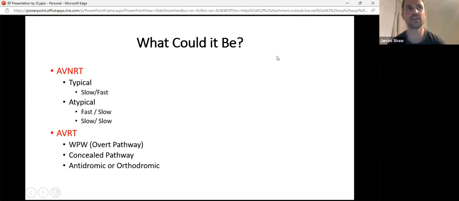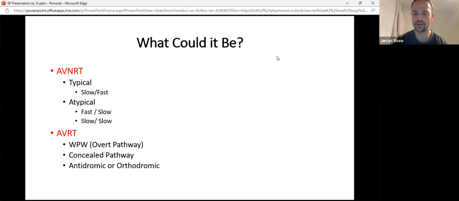Yeah, I think the take-home message is that the maneuvers that I spoke about tonight are really for the patients who present to your cath lab with a typical kind of history of SVT, I suppose. I think we're all fairly comfortable looking at an ECG and going, well, that's atrial fibrillation. Perhaps it's atrial flutter, that's very clear.